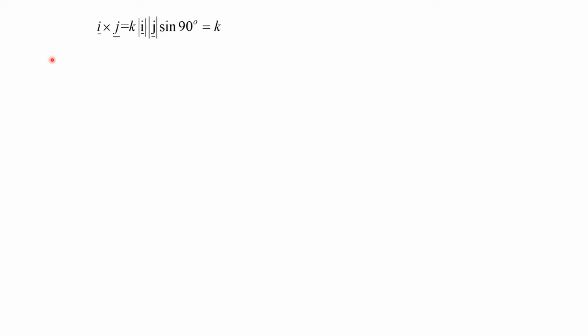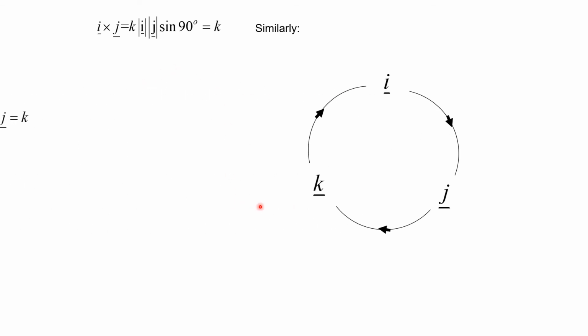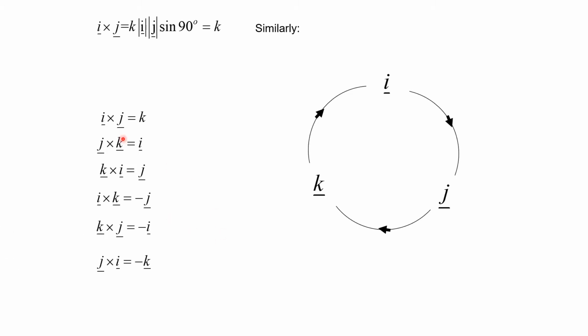If similar to ij, it will also result in k. Similarly, if you have a look at this diagram, this is how you can remember the cross product of i and j. These 6 results here are simply products, and you can memorize them using this diagram. As you can see, there are 6 products here.